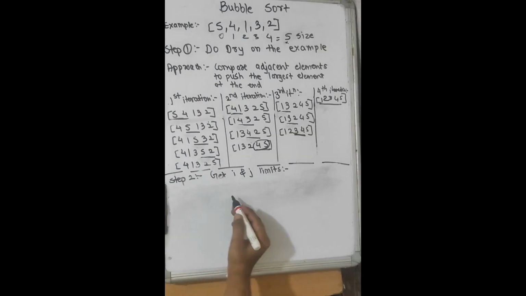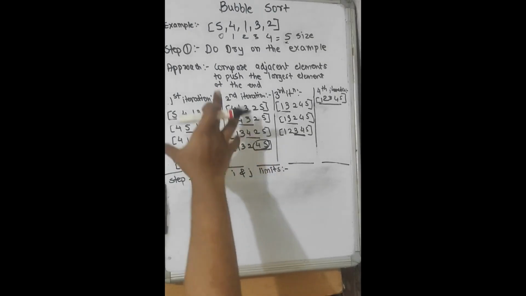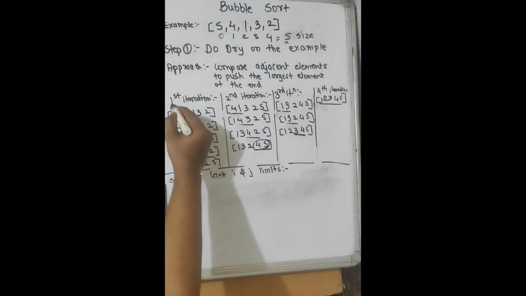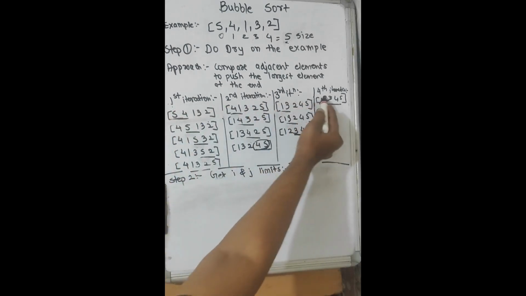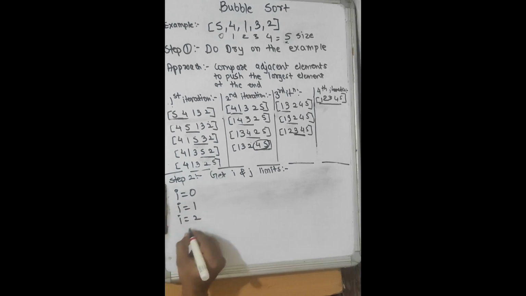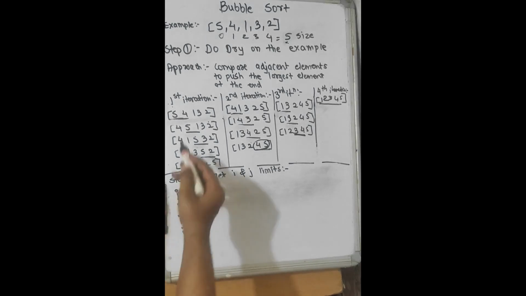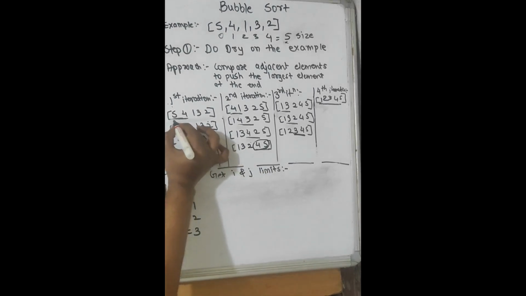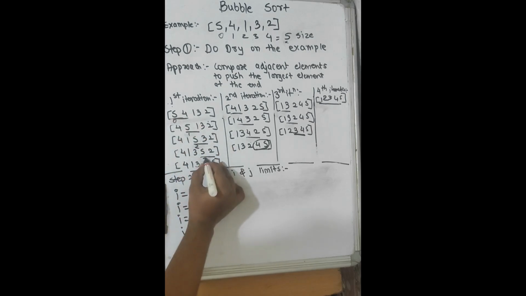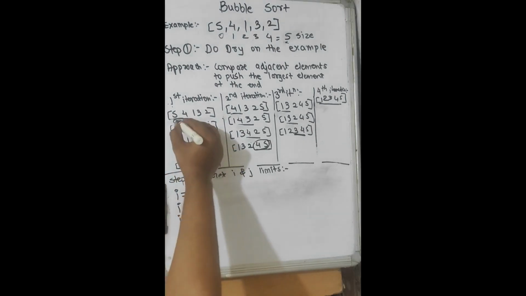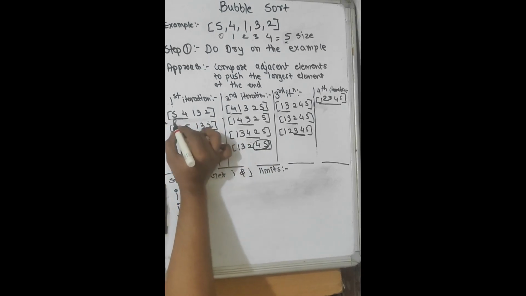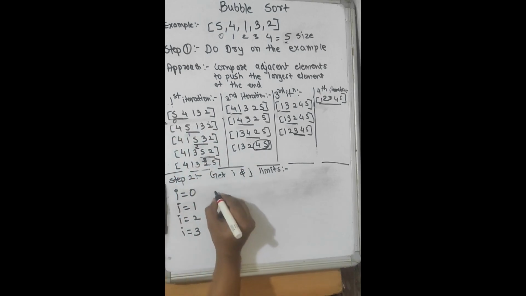Let's do step 2, which is to get i and j limits from the iterations we have done. So here we have seen that iteration is going from 1 till 4, so we take i as 0, 1, 2 and 3. Then here the example will start from 1, 0, 1, 2 and 3, and then here it is sorted. So we take j here, so j will go from 0 till 3.